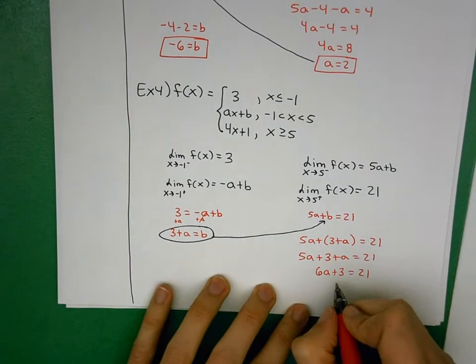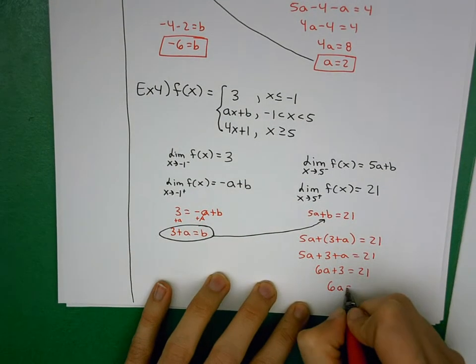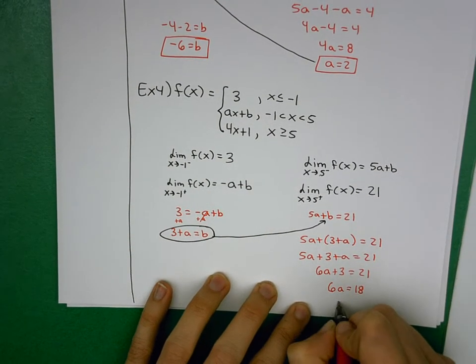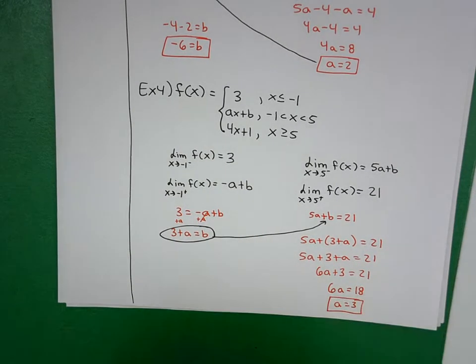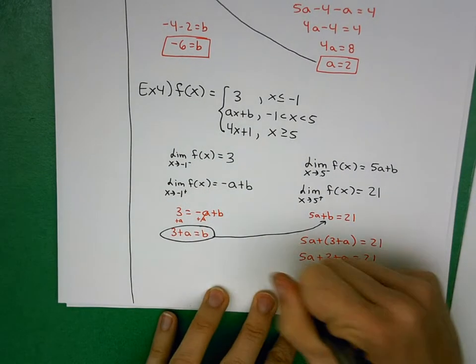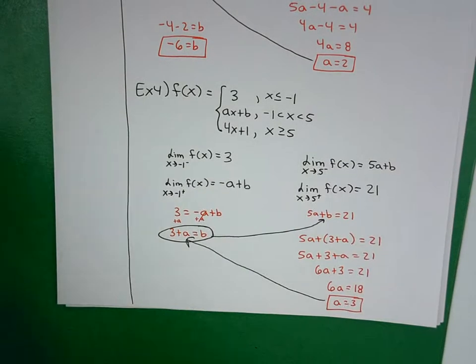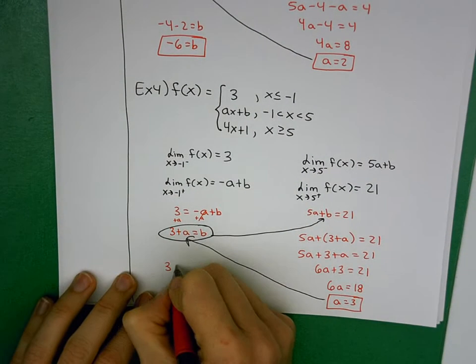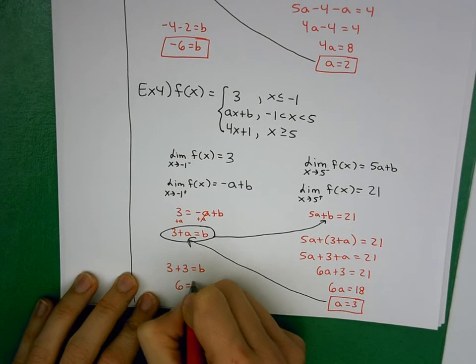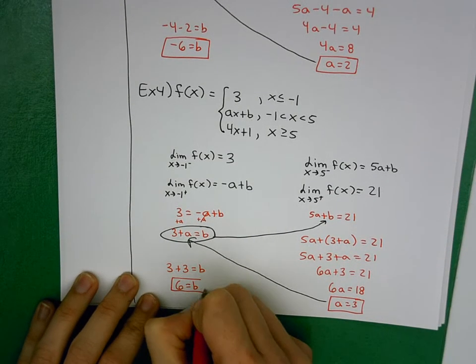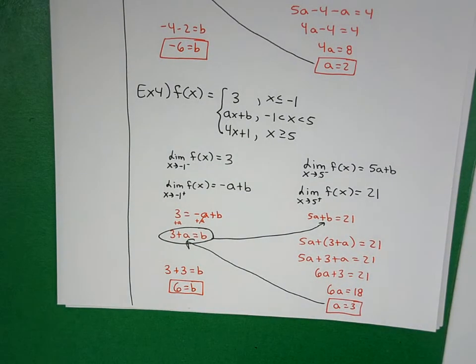Subtracting the 3 over to the other side, I have 6a equals 18, and dividing by 6, I get a equals 3. Which means I can take that a equals 3, I can plug it back over here to get 3 plus 3 equals b, which means b is 6. Okay? And there you go.